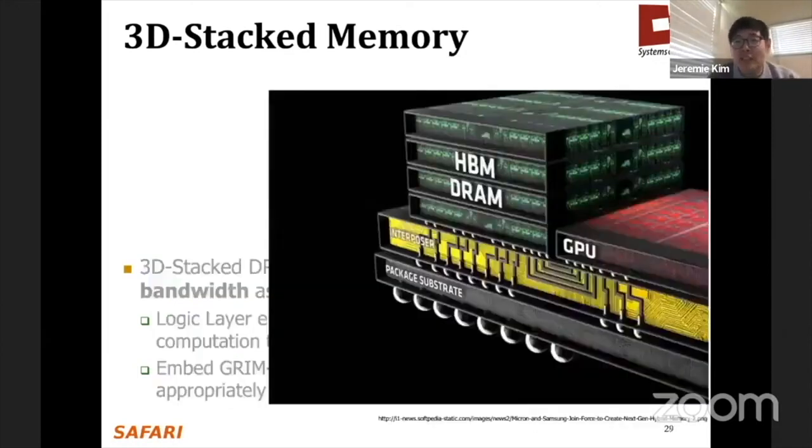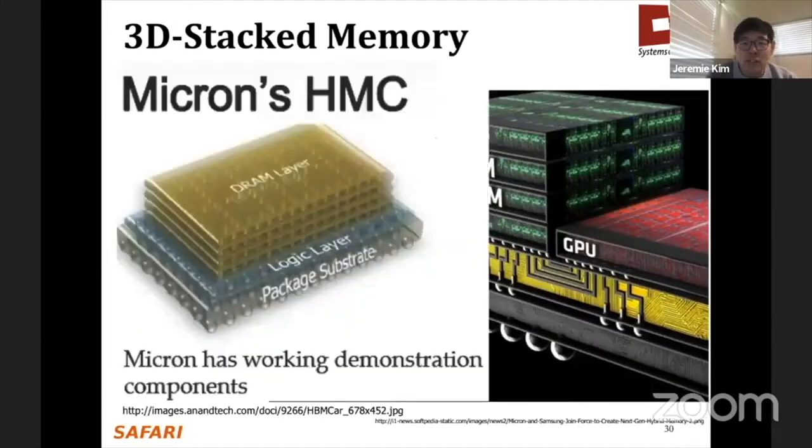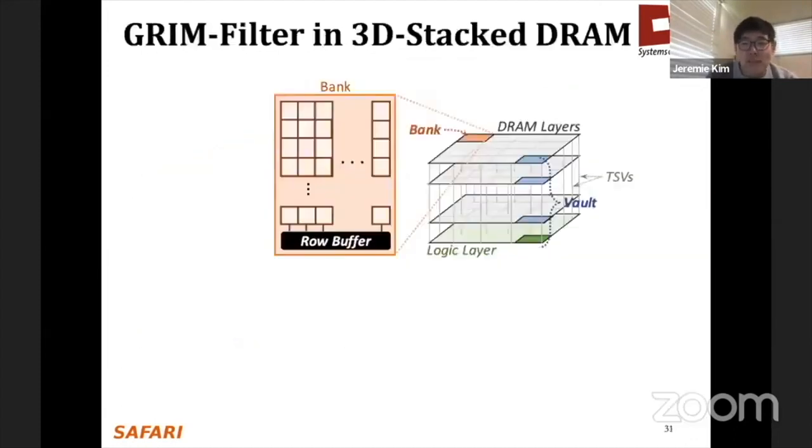And there are a lot of these 3D stack DRAM technologies that are commercially available, such as high bandwidth memory and HMC. Each of these DRAM layers is organized into arrays of banks, and a bank is an array of cells with a row buffer. The row buffer holds one row at a time and uses this structure to transfer data with high bandwidth into the logic layer via TSVs.